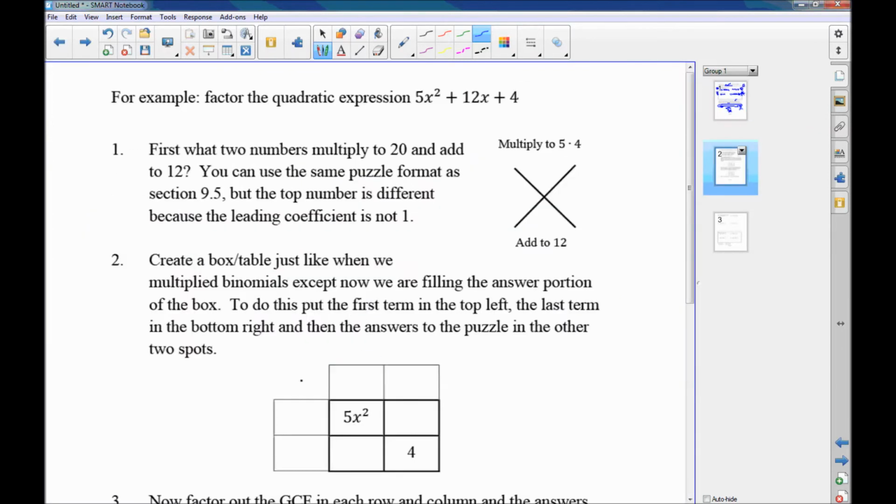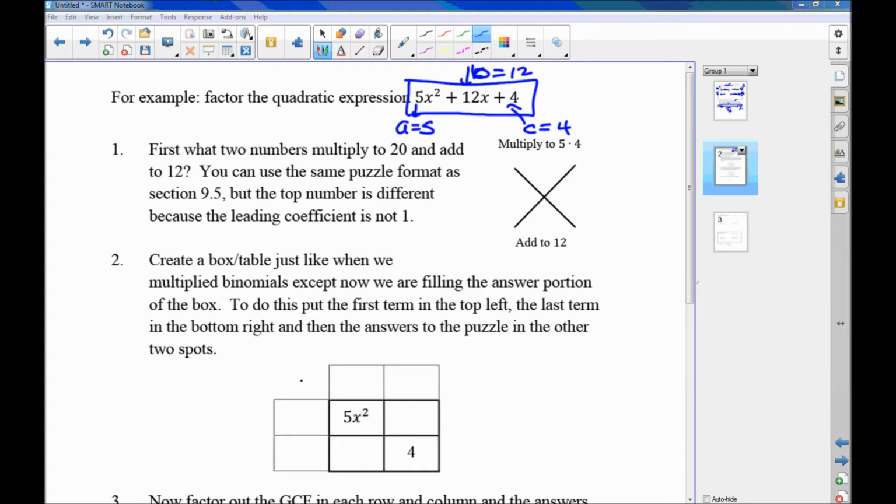All right, so let's flip it over and see what we mean. We have an example on the second page that says factor the quadratic expression 5x squared plus 12x plus 4. In this case, a is 5. That's the number for the x squared part. The constant term is 4, so that's our c value. And the linear term, the part with the x, is b, which is 12.